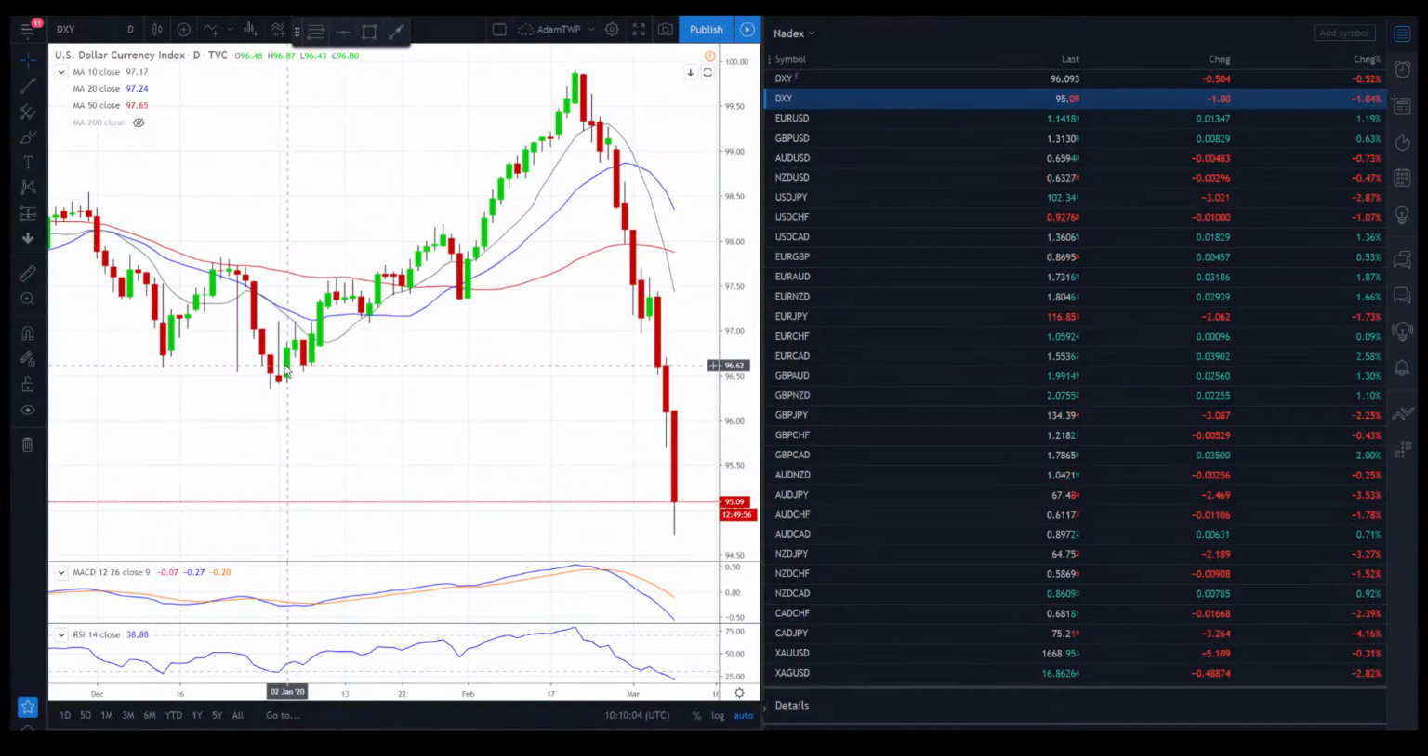Good morning, everyone. So I'm going to be having a look at the US dollar index against various other currencies, and this is for the week commencing Monday, the 9th of March 2020. And first of all, starting and having a look at the US dollar index.